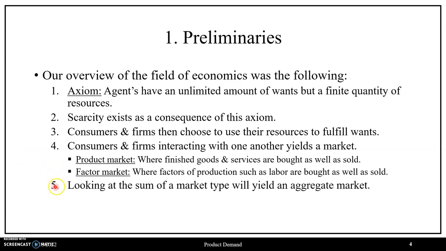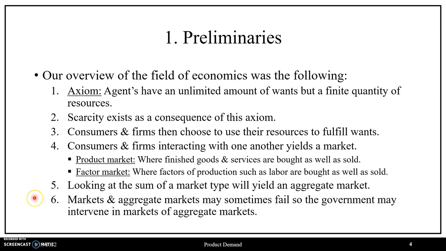And when we look at the sum of a particular market, the result will generate us an aggregate market, where in terms of these markets and aggregate markets, sometimes they may fail such that the government will want to intervene, and in terms of this government intervention, sometimes too the government can fail with their intervention strategies.